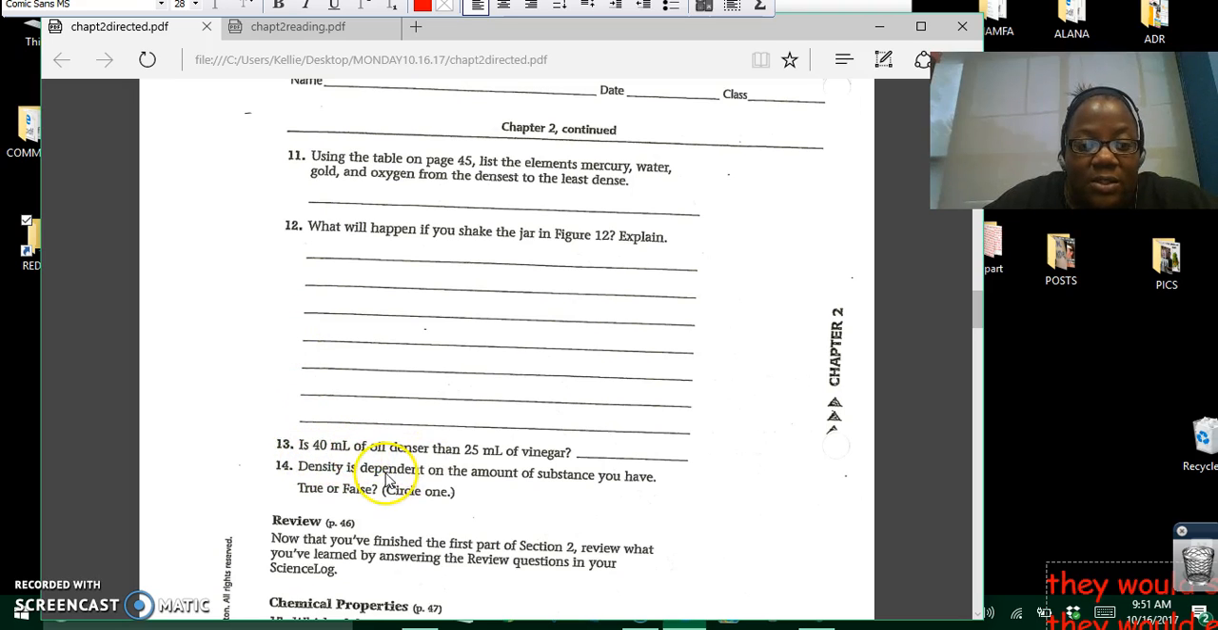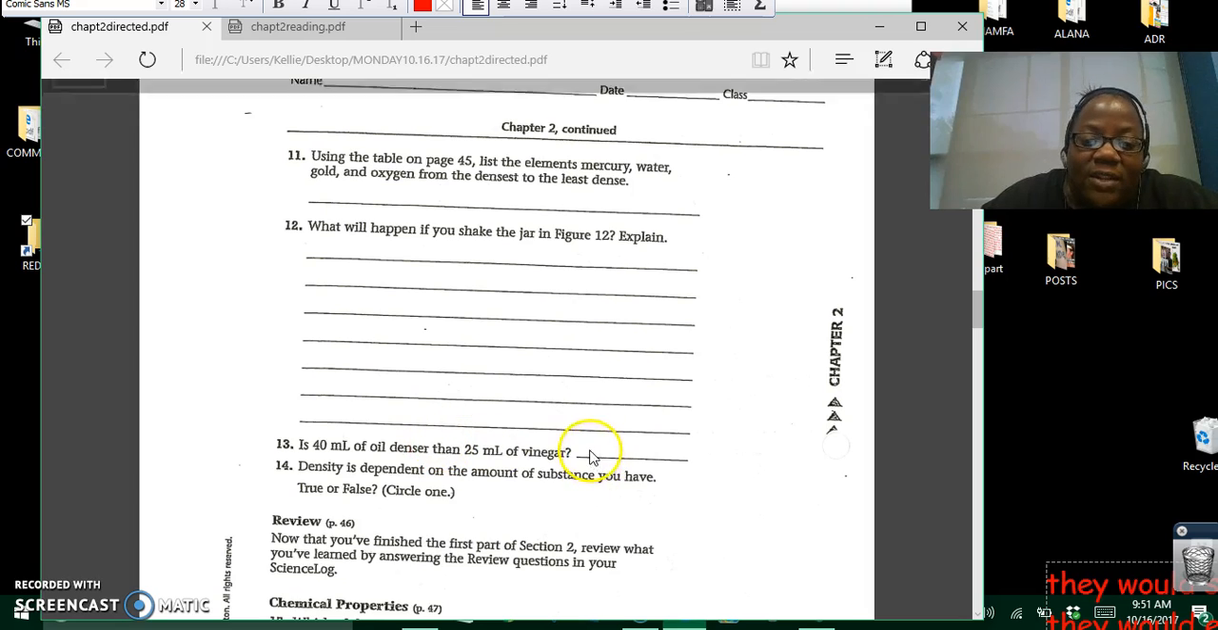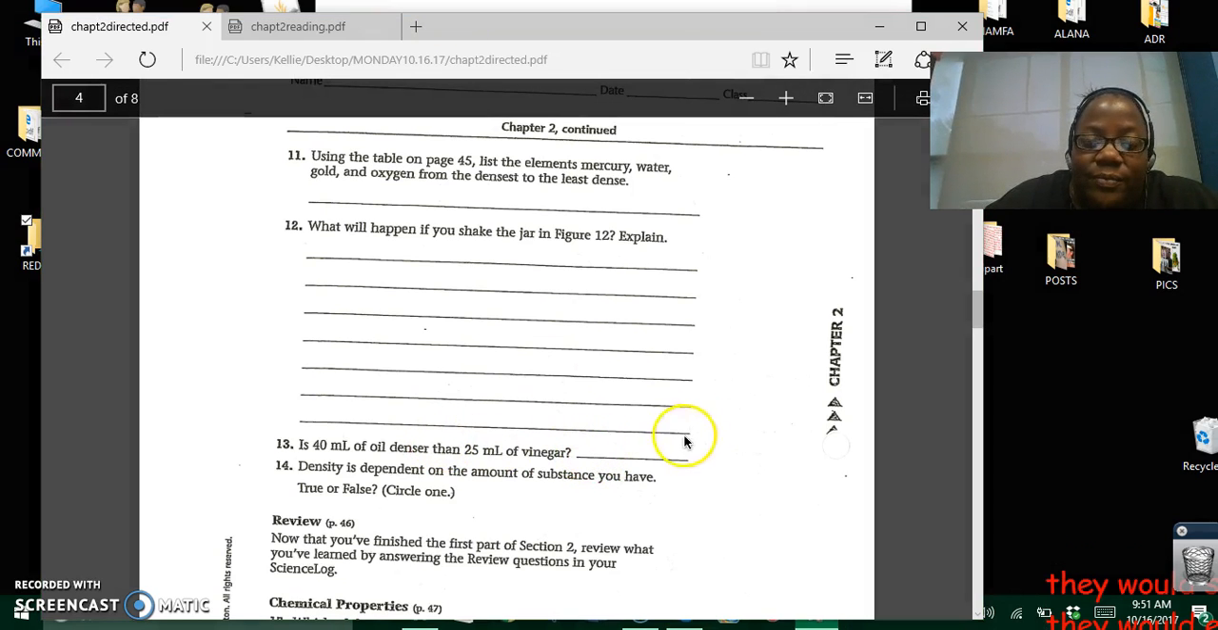Is 40 milliliters of oil denser than 25 milliliters of vinegar? So it's 40 milliliters of oil. So basically, will the oil sink in the vinegar? Guess what your answer is going to be? Nope.